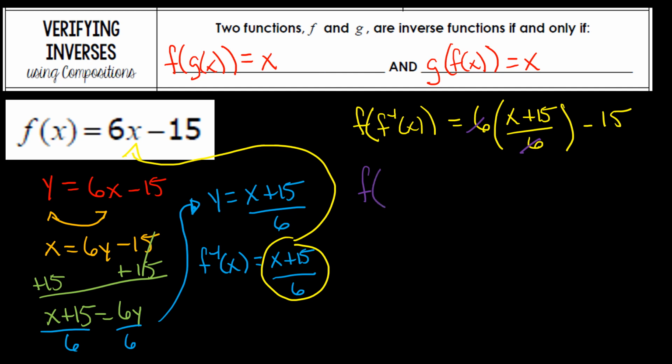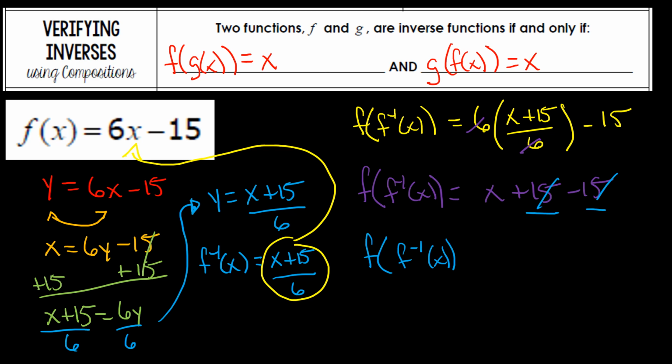So we would have f of f inverse of x equals x plus 15 minus 15. We can then combine these two like terms. Well, 15 minus 15 is 0, and we get that the composition of the function and its inverse equals x. So these are inverses of each other, and this is a proof. So if you're able to compose any two equations like that, and you're given x as the result, then they are inverses of each other.